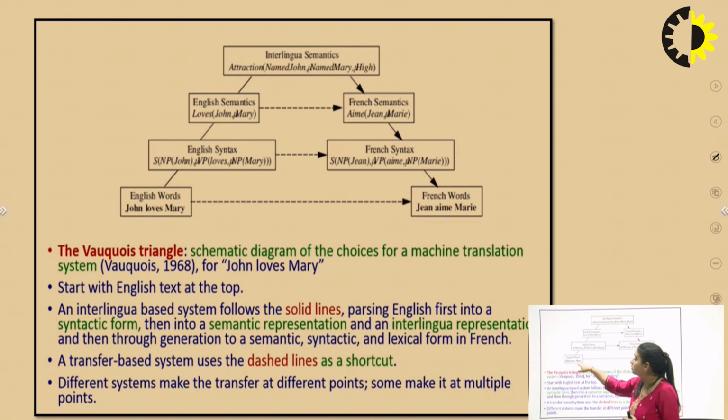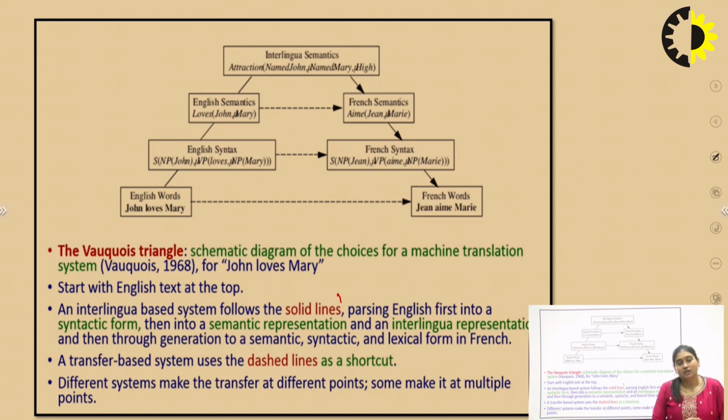Firstly, this is John loves Mary. We have to convert these words into this representation, that is called English syntax, and then we convert this into this relationship here. We write loves John Mary. It means John loves Mary. Loves is a relationship, so we write loves and then in brackets John, comma, Mary. So this is the English semantic, and then we go to the interlingua semantic, and again we come here, and finally we get the words in French.